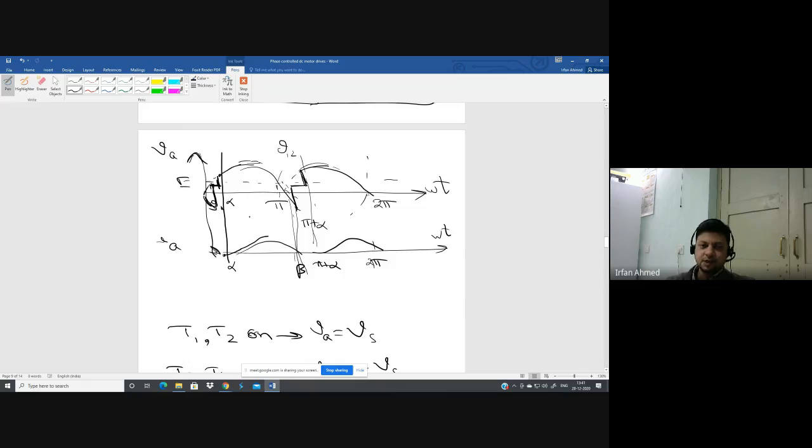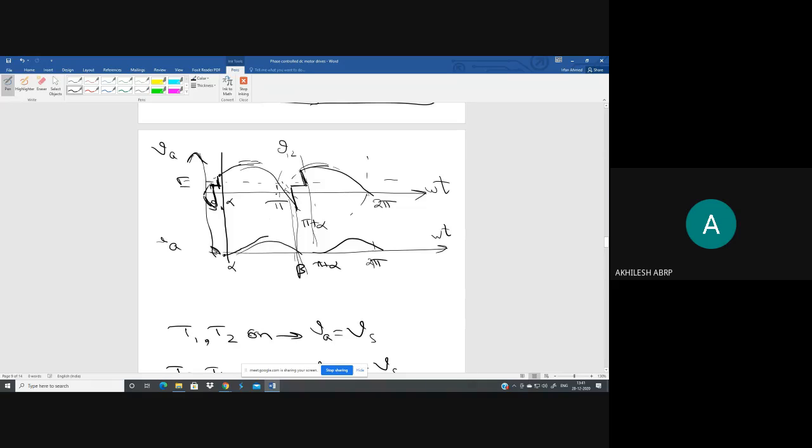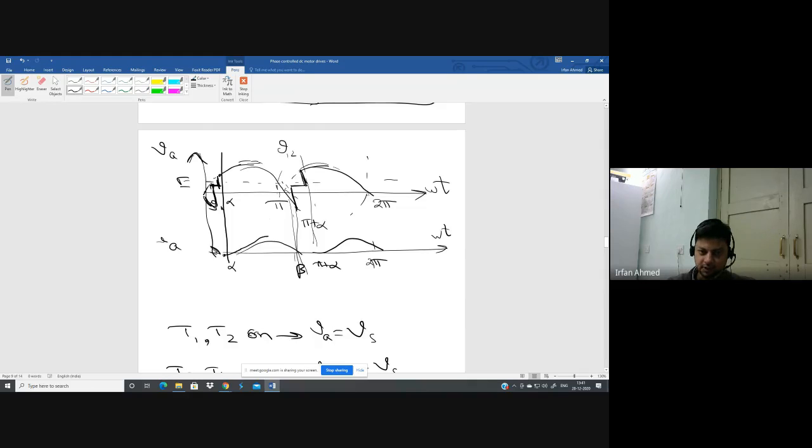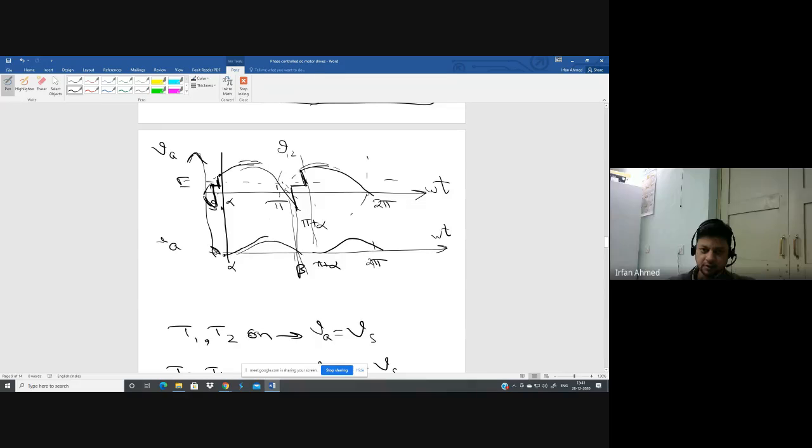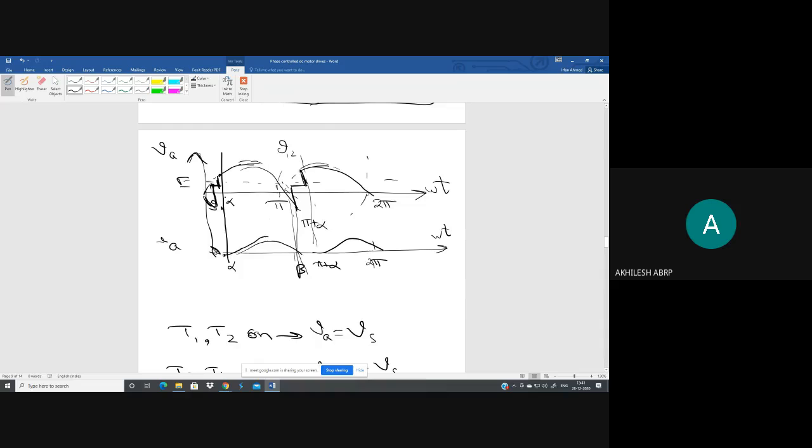Identify one cycle of this armature voltage. From where to where is one cycle? Is it 0 to 2 pi, or is it 0 to pi? Either you can take 0 to pi or you can take alpha to pi plus alpha. Which one is better? Alpha to pi plus alpha. Why not 0 to pi?